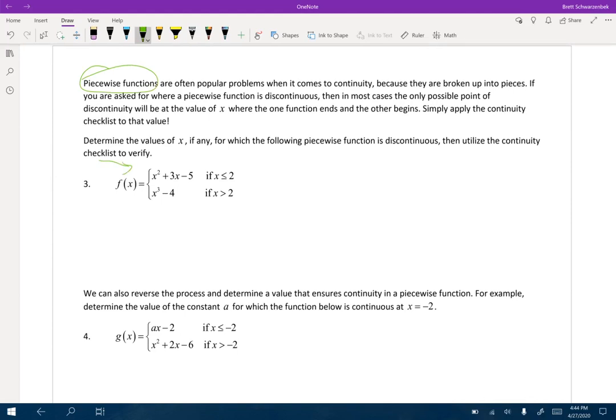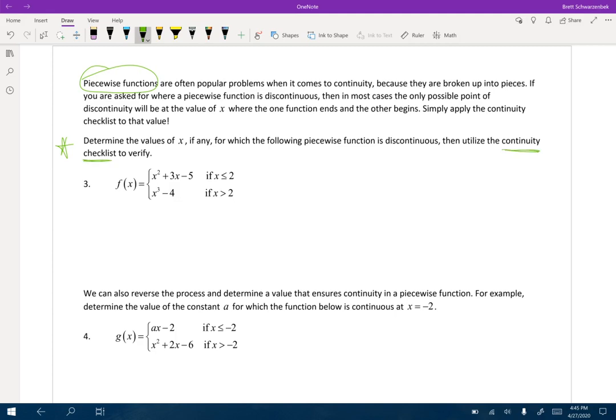These are often popular for continuity problems, and it makes sense because you usually start one function, end it, and then start another one. Sometimes you don't. Sometimes they're connected together. They're just a different function. So it's an excellent spot for doing this. So what we're going to do is, it's going to be pretty crazy, it says determine the values of x, if any, for which the following piecewise function is discontinuous, then utilize the continuity checklist in order to verify.